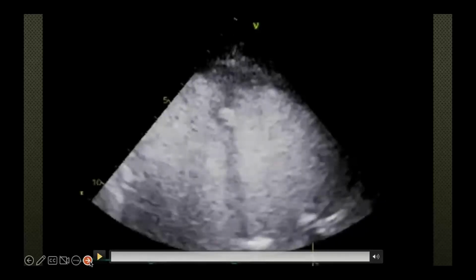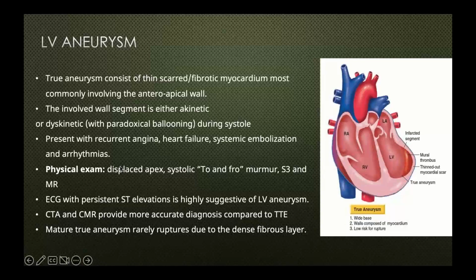So this presentation is basically consistent with an LV aneurysm, and in contrast to the pseudoaneurysm, this is myocardial tissue. It's usually scar tissue, and it most commonly involves the anterior apical wall. The segments are either akinetic or dyskinetic, and depending on the size of the aneurysm, this patient can present with several symptoms, including angina, heart failure, thrombus formation, and arrhythmias.